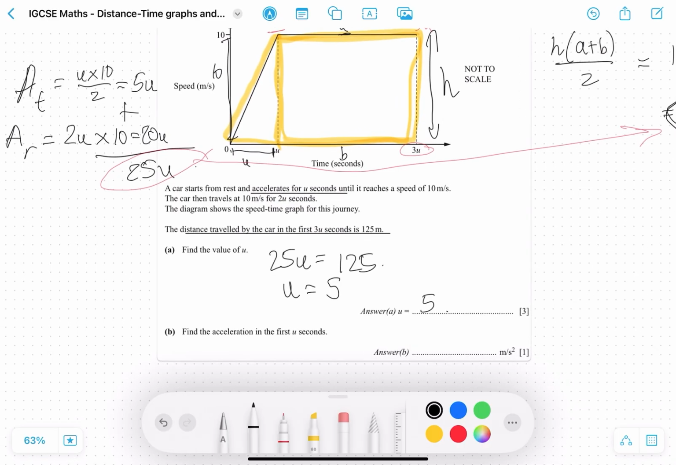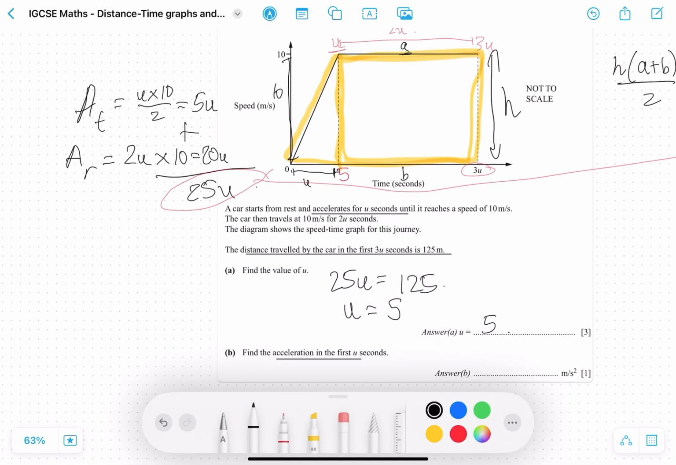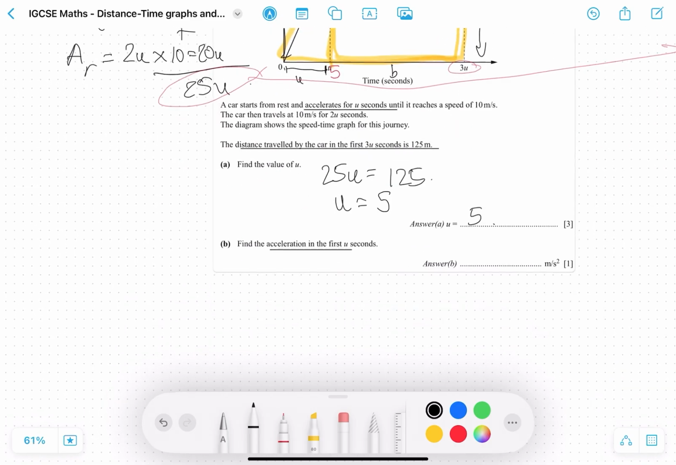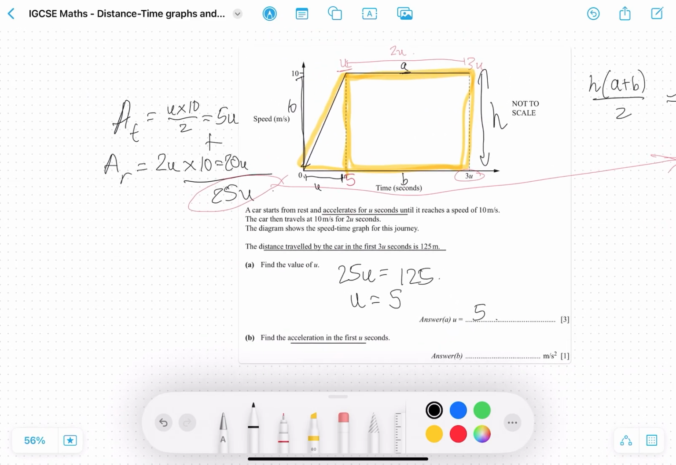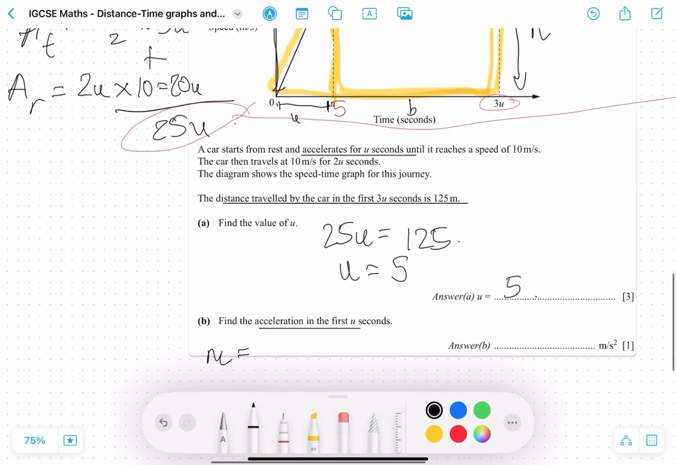Now that we know the value of u, it's asking us to find the acceleration in the first u seconds. Or in other words, we can now replace this with 5, in the first 5 seconds. But remember, the gradient of the speed time graph is equal to acceleration. So in order to calculate the acceleration in the first 5 seconds of the graph, all we have to do is find the gradient. And the gradient in this case is the change in y over the change in x. Or in other words, the change in the speed over the change in time, which we've already deduced before is equal to acceleration.